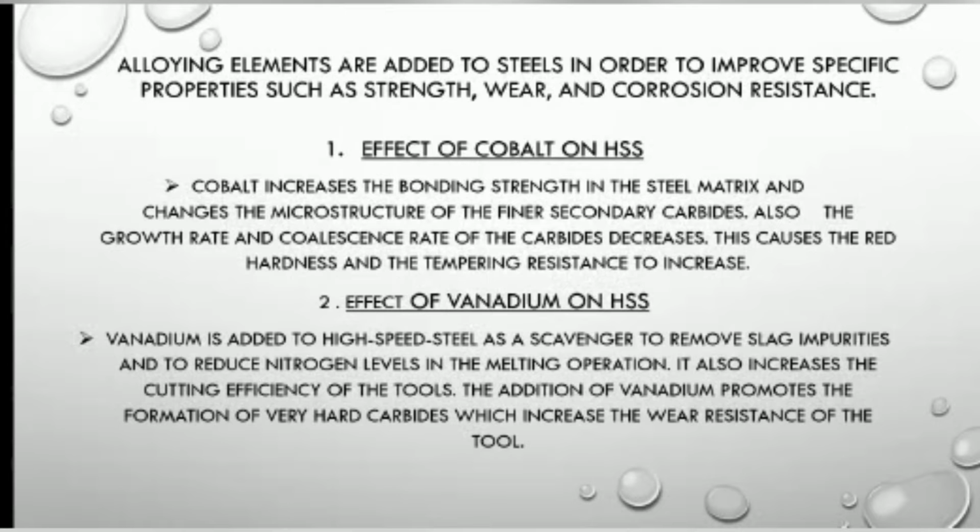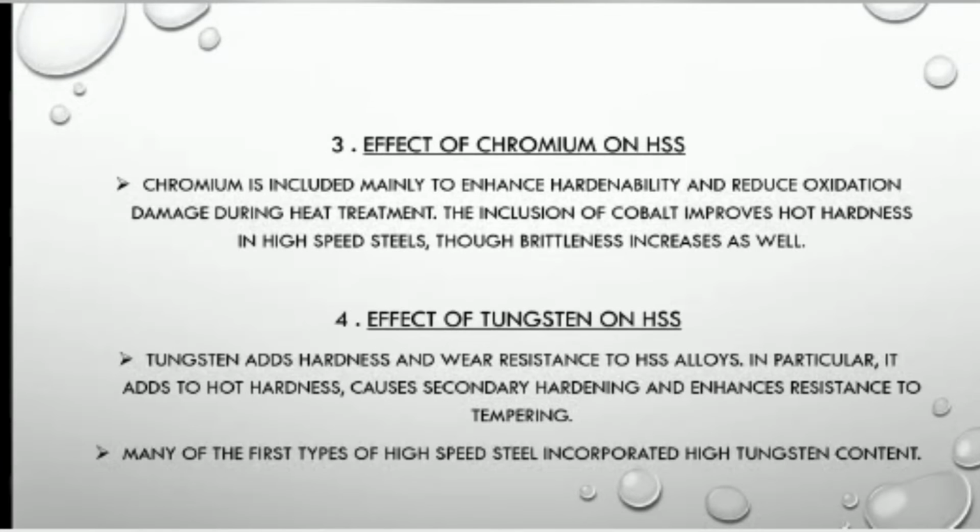Vanadium is added to high-speed steels as a scavenger to remove slag impurities and to reduce nitrogen levels in the melting operation. It also increases the cutting efficiency of the tools. The addition of vanadium promotes the formation of very hard carbides, which increase the wear resistance of the steel. To explain the changes in properties when alloys are added to high-speed steel.